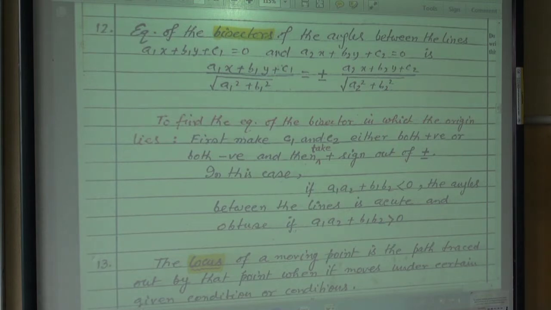In this case, if a1 a2 plus b1 b2 is less than or equal to 0, the angle between the lines, whatever angle bisector you are finding, that angle will be less than 90 degrees. And if this value is more than 0, the corresponding angle will be more than 90 degrees.